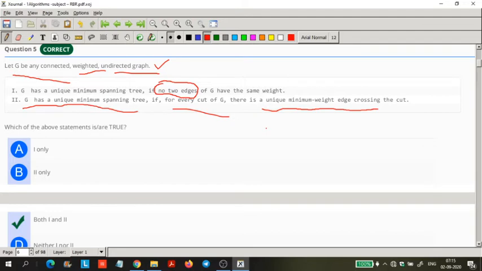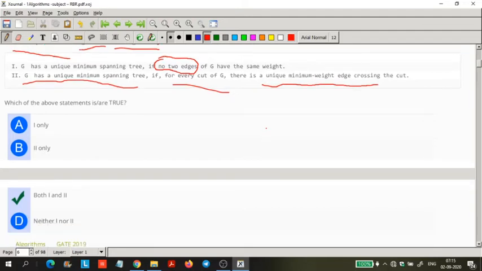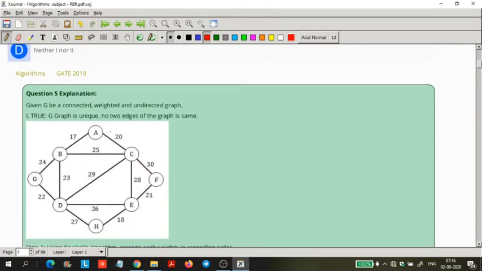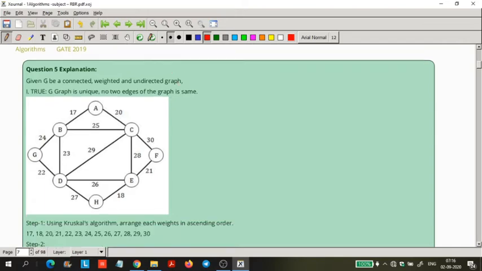So which of the following statements are true? Here both the statements are true. Consider this graph. Consider the given G is connected. The graph is a connected, weighted, and undirected graph.